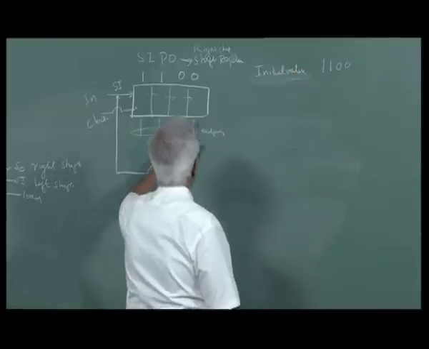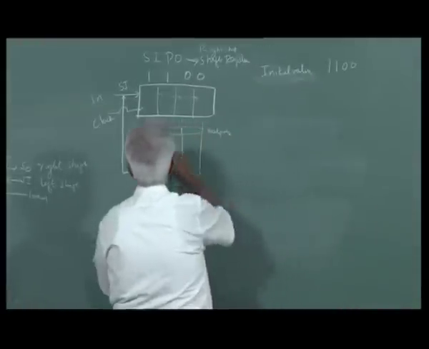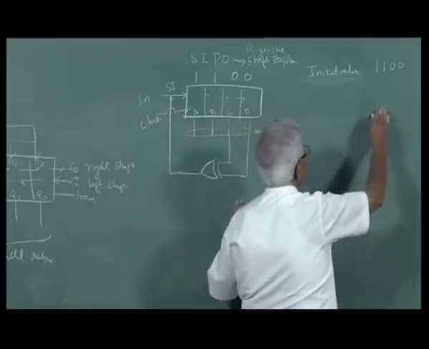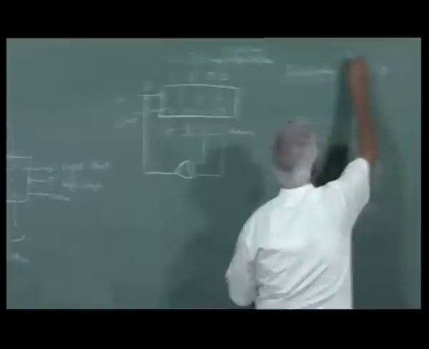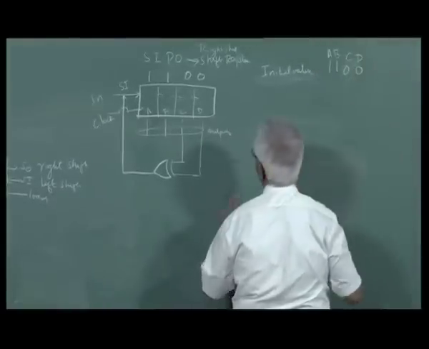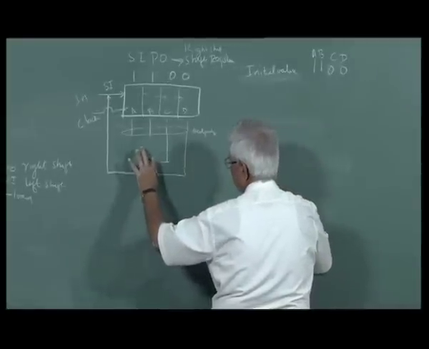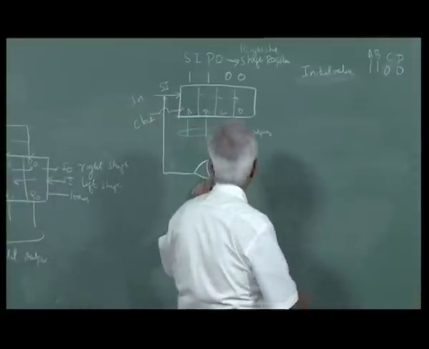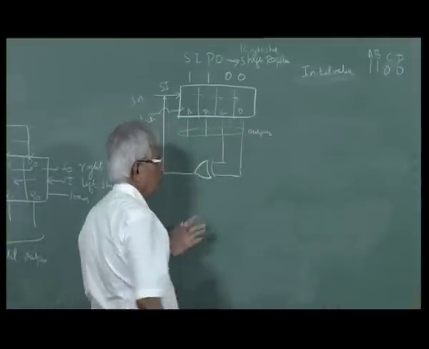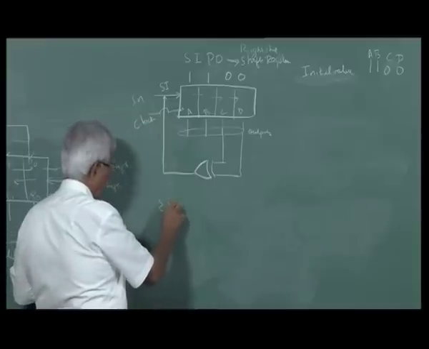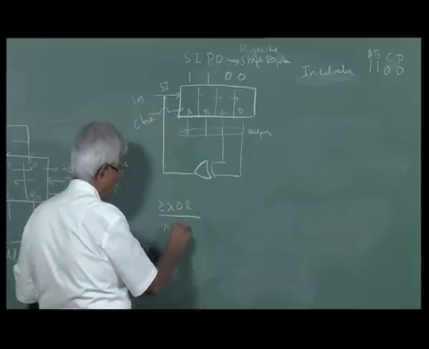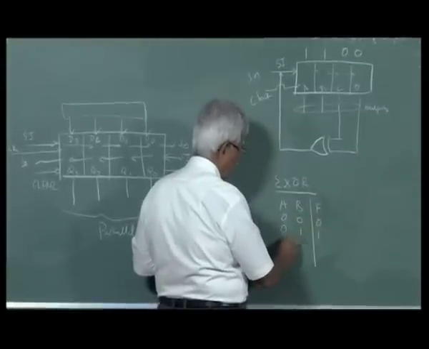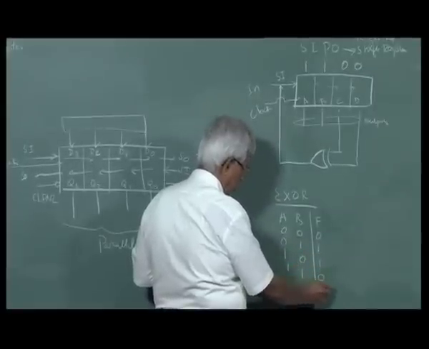Now these last two outputs, so you want to call this A, B, C, D. The C and D are connected to an exclusive OR gate and back to the shift register input. So when you do this, when you get 0, 0 here, the output is 0. For an exclusive OR gate, you know this truth table.